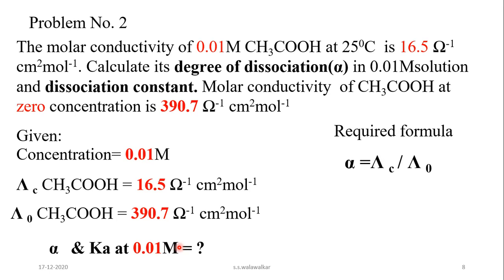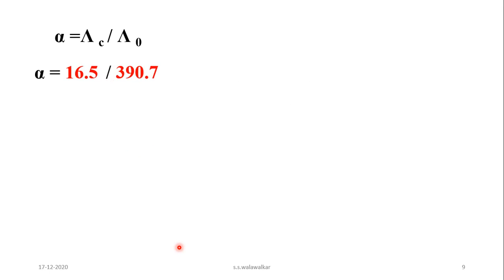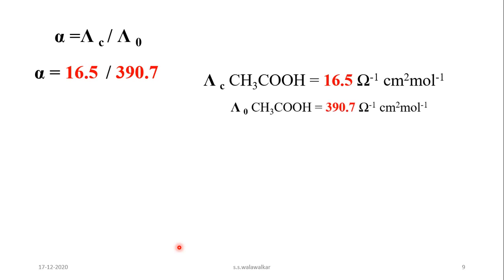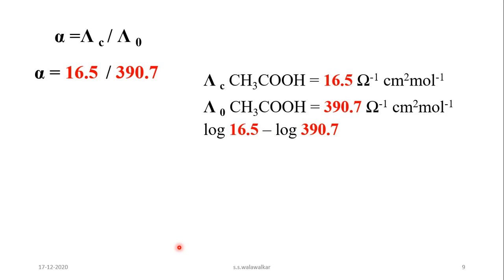So the required formula is alpha equal to lambda C divided by lambda 0, and Ka, the dissociation constant, is equal to alpha square into C divided by 1 minus alpha. Using both these formulas we can calculate the degree of dissociation of acetic acid as well as its dissociation constant at 0.01 molar concentration. So substitute the values. Lambda C is 16.5 and lambda 0 is 390.7. So log of 16.5 minus log of 390.7.